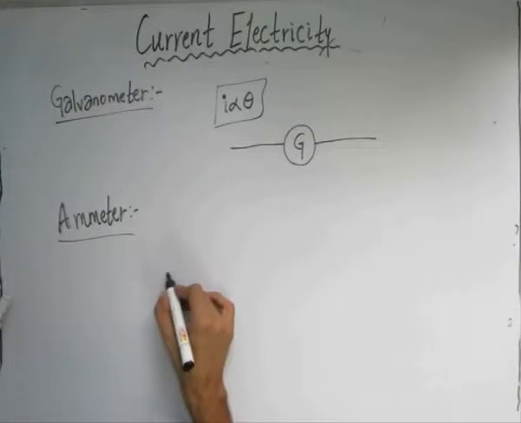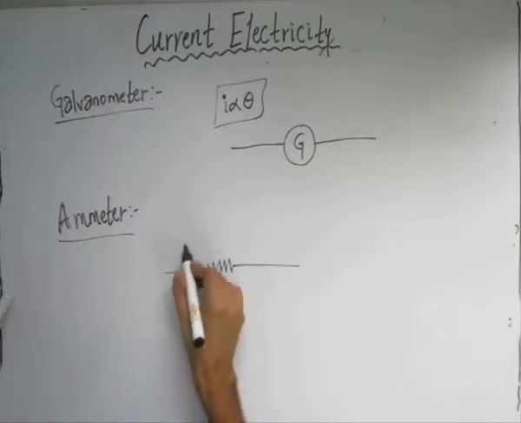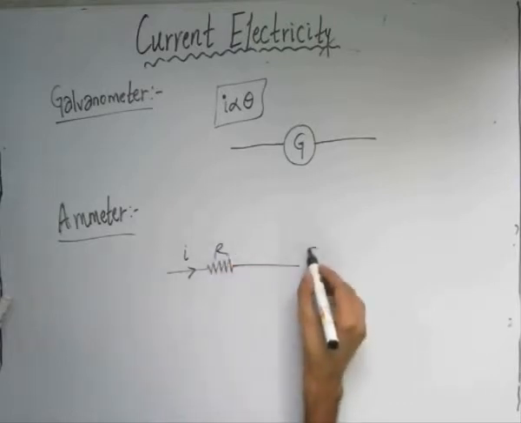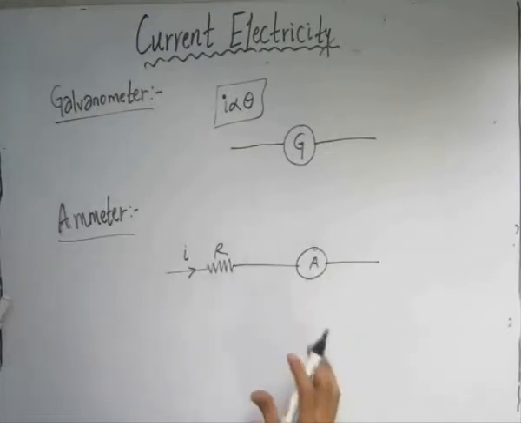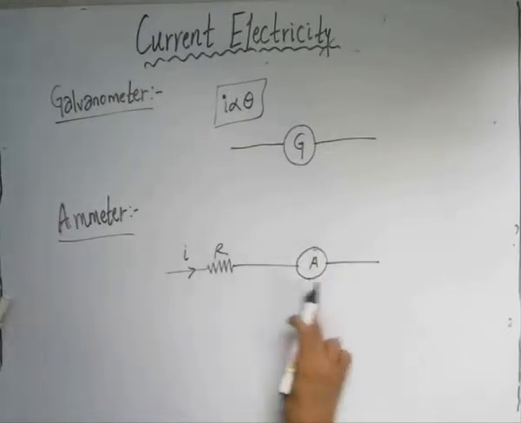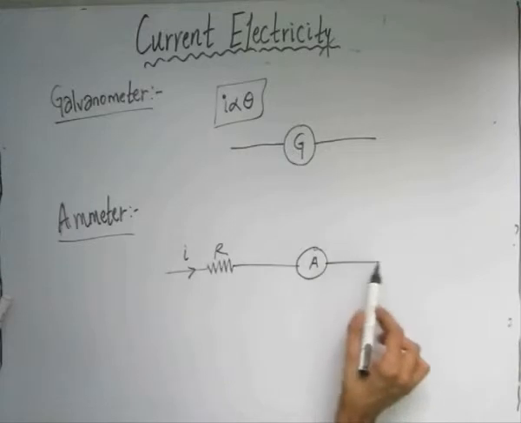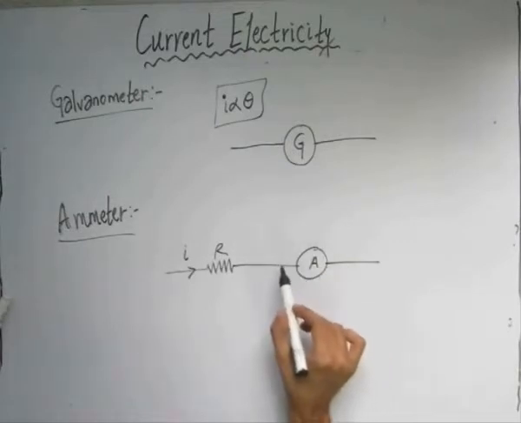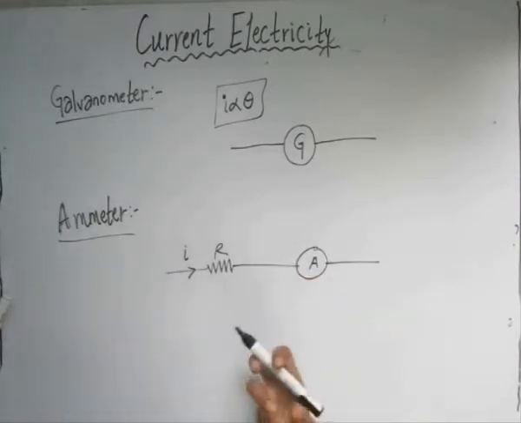Suppose we consider a branch through which some current I is flowing. In order to measure the value of I, we need to connect an ammeter in series with the branch. If the ammeter is connected in series with this branch, the same amount of current will flow through the ammeter. But the ammeter itself will have some internal resistance, and that internal resistance is such that it will draw some amount of current.